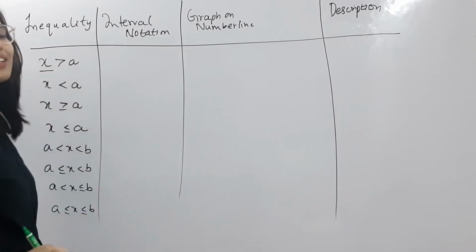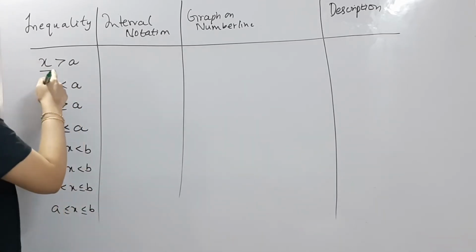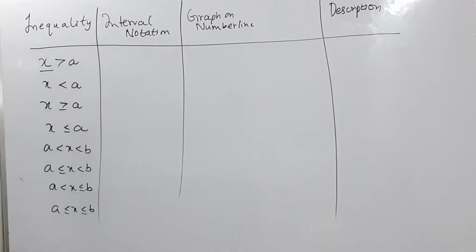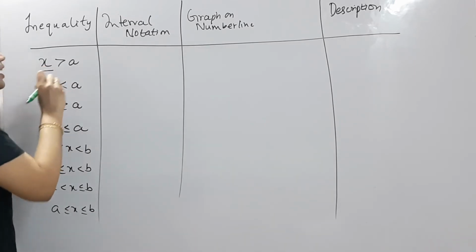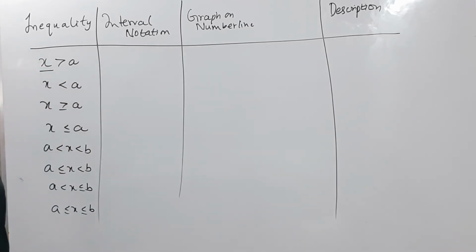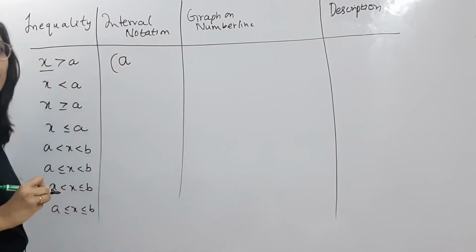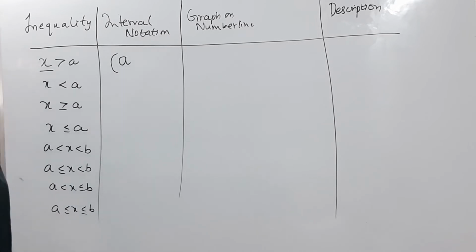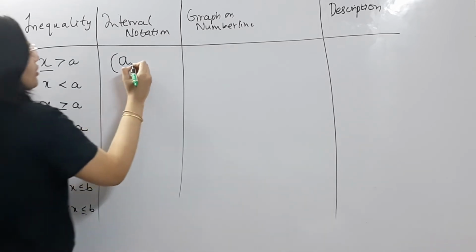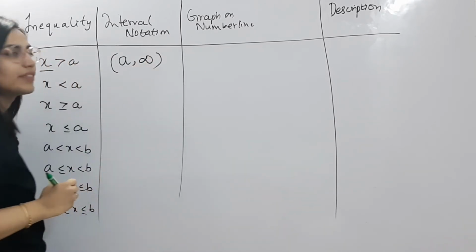What is x greater than a? Can you not say here that x takes all the values starting from the value that is after a? That means a should be a close bracket because we don't want to include a. So it should be a parenthesis and it will go on until infinity.